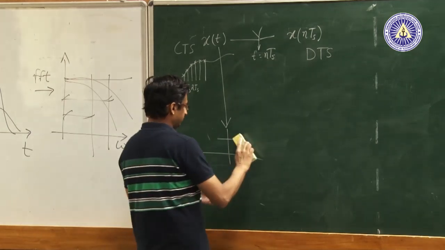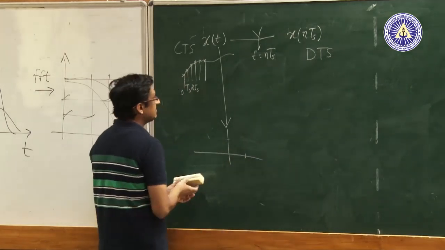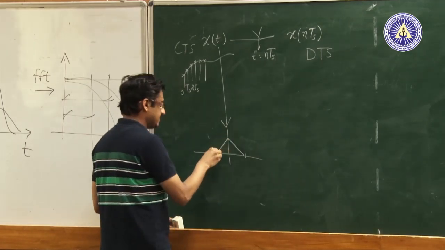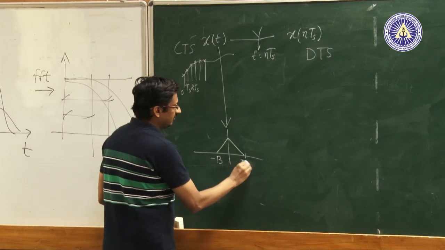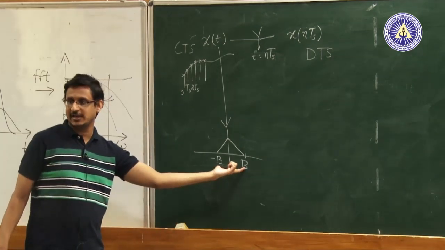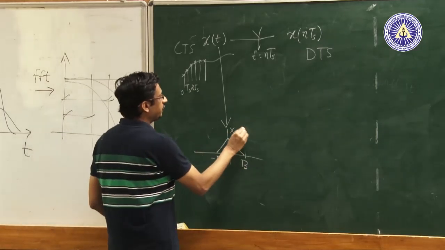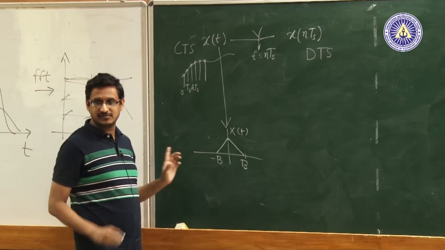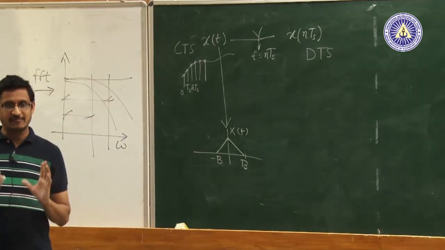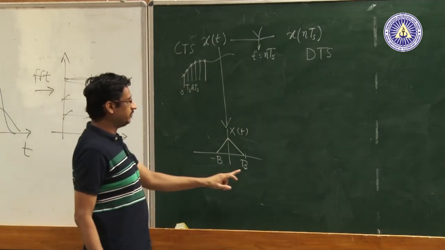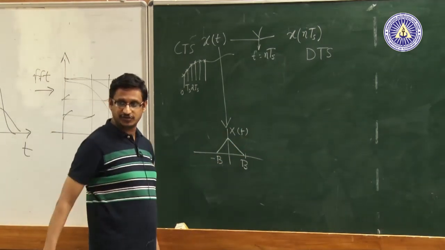So, let us suppose some x of t is there whose Fourier transform looks like this, with a finite bandwidth, as we would call it, because the value of X of f for any value of f greater than B or any value of f less than minus B is equal to 0. Assume that I have an x of t whose bandwidth is finite, it goes from minus B to plus B, and any value outside is equal to 0.